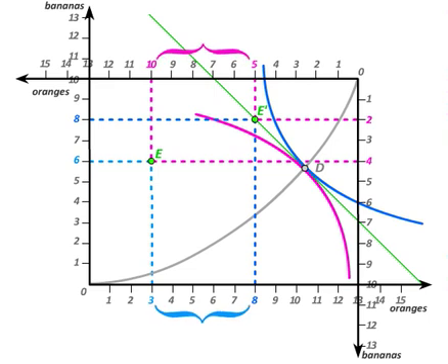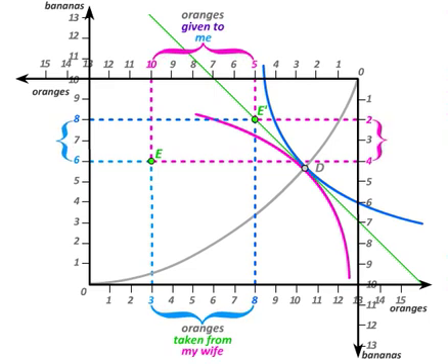One way to make the allocation D a competitive equilibrium allocation is therefore to redistribute from the original endowment E to the new endowment E prime. This involves taking 5 oranges and 2 bananas from my wife and giving them to me.